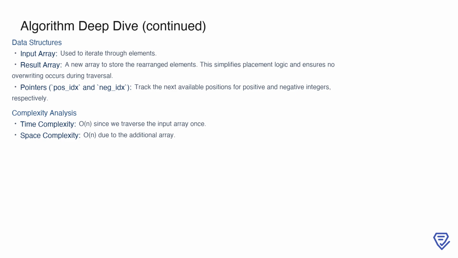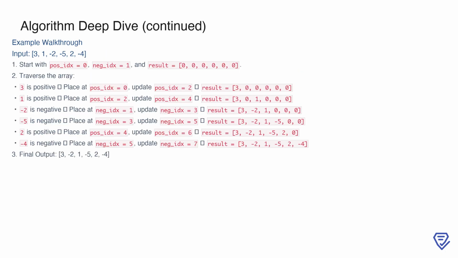In terms of complexity, the time complexity is O(n), because we only traverse the input array once. The space complexity is O(n), due to the additional result array, which is the same size as the input. This trade-off in space for simplicity allows us to avoid more complex index management that would be required in an in-place solution. Let's walk through an example to see how the algorithm works step by step.